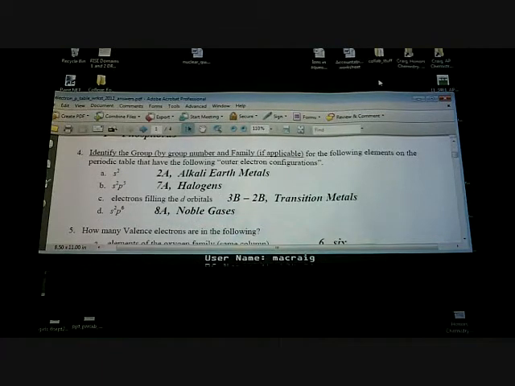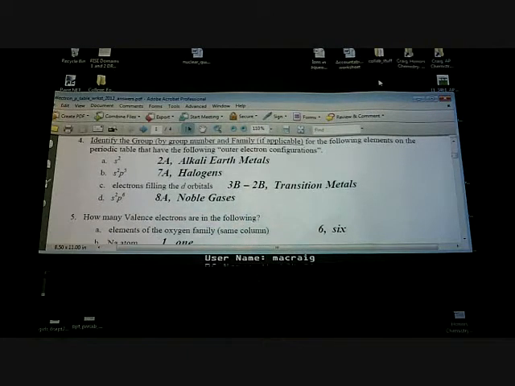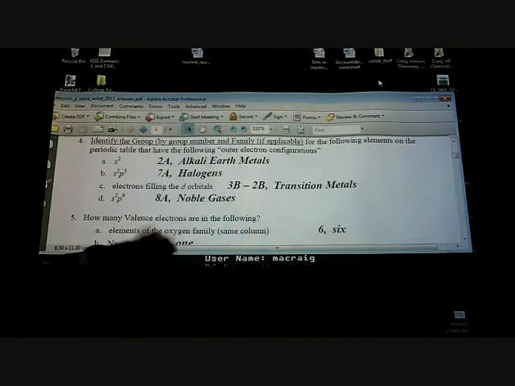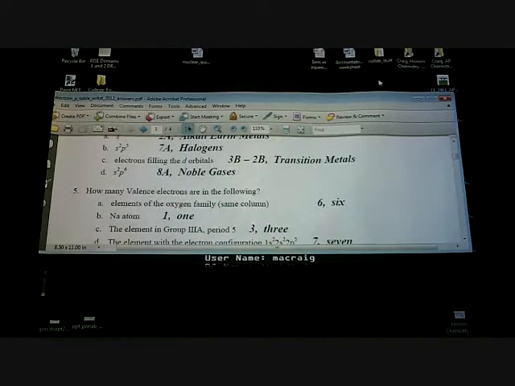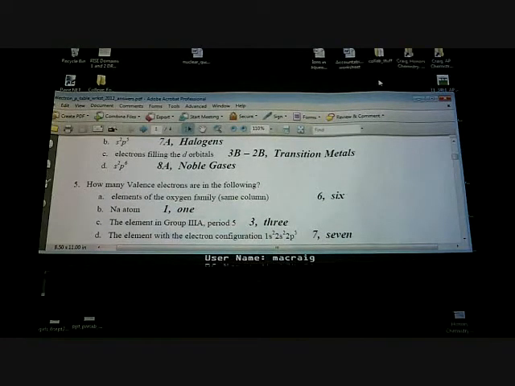Make sure you know how many valence electrons there are. And again, valence electrons are located in which orbitals? S and P. No D's, no F's. So the oxygen family, group 6A, has 6. Sodium is in group 1A, so 1. An element in group 3A, period 5: we don't care about the 5, but we do care about the 3.